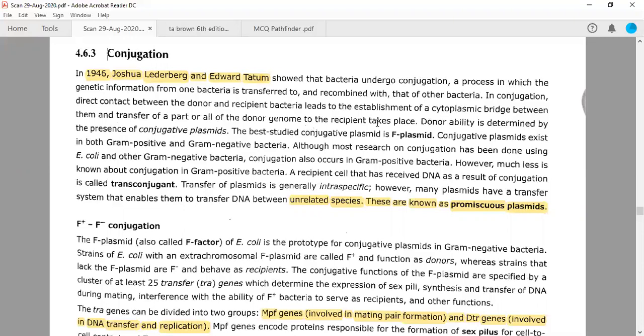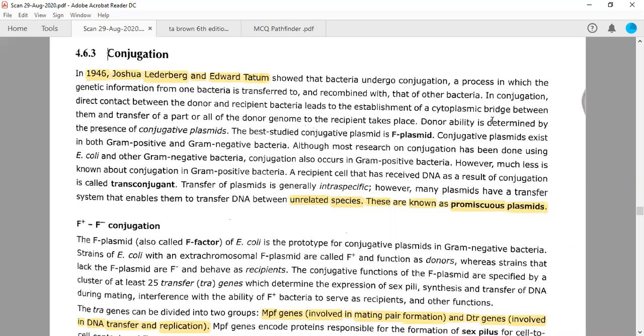And therefore, due to environmental disturbances and environmental factors, this cytoplasmic bridge, which is called a pilus, is broken down, and therefore the gene transfer is hampered in between some way.